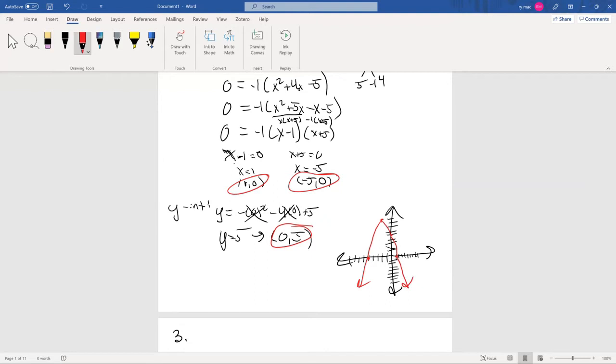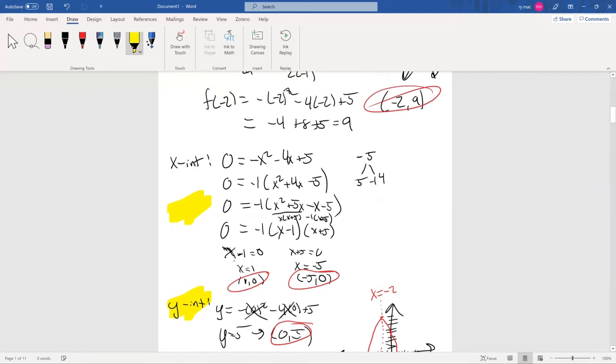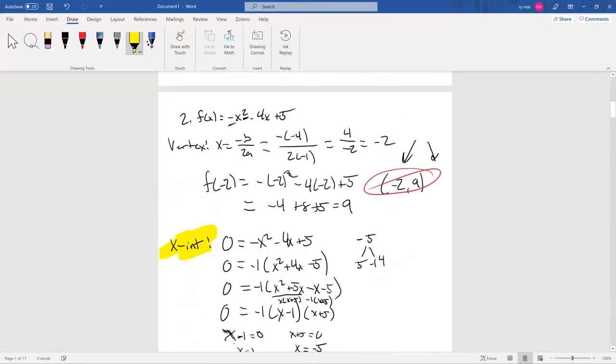And then once again, if you wanted to draw that axis of symmetry, that's going to be the line x equals -2. So once again, you can see we did the same thing. We got our y-intercept, x-intercept, and vertex. And then we got our points, threw it on the graph, and got our answer.